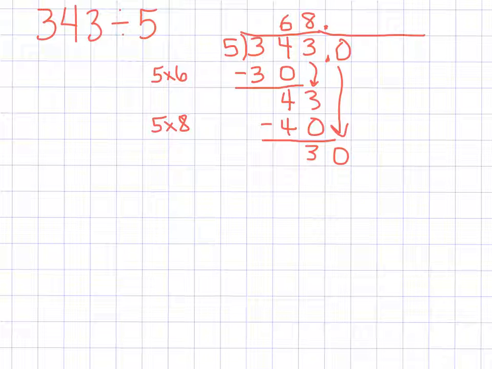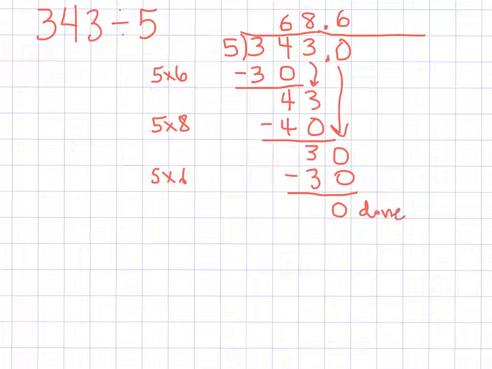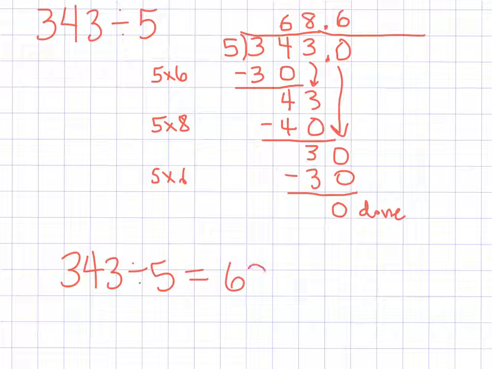5 goes into 36 times, so we record the 6. 5 times 6 is 30. We take out 30 from the 30 we had, and we're left with 0. Now that we have a 0 at the end and there's nothing else that we need to bring down, now we can say that we are done, and our final answer, 343 divided by 5 equals 68.6. So there are 68 and 6/10 5s that we can take out of 343.